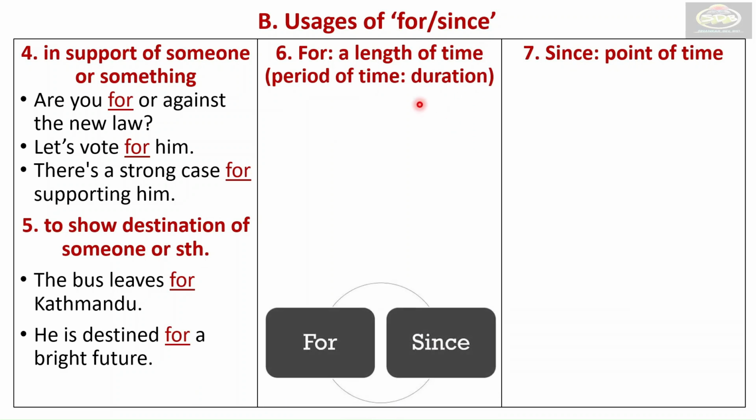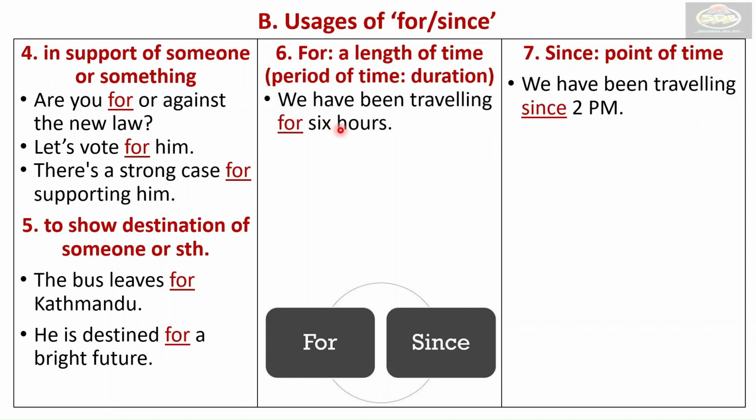Next one is for and since. We use for with a length of time that indicates the duration or period of time. On the other hand, since is used for point of time. Let's observe some examples. We have been traveling for 6 hours. We started traveling 6 hours ago and we are still traveling. We have been traveling since 2 p.m.